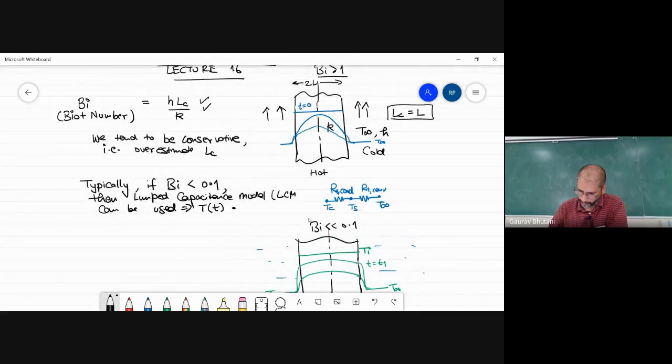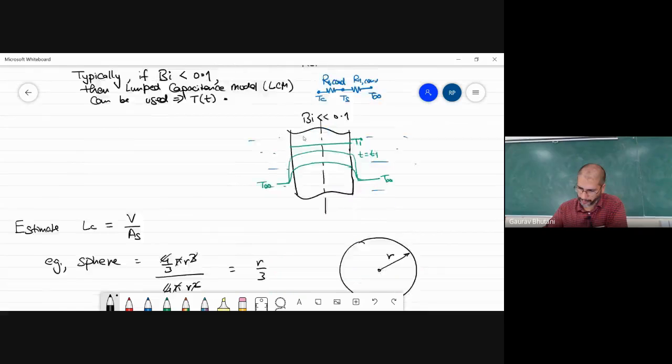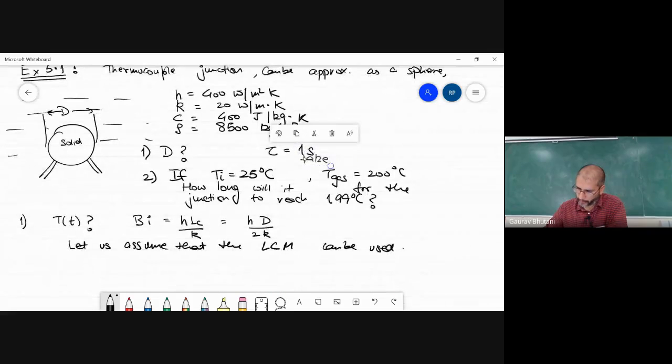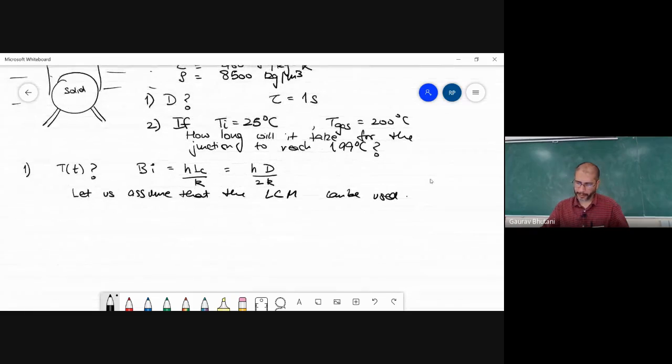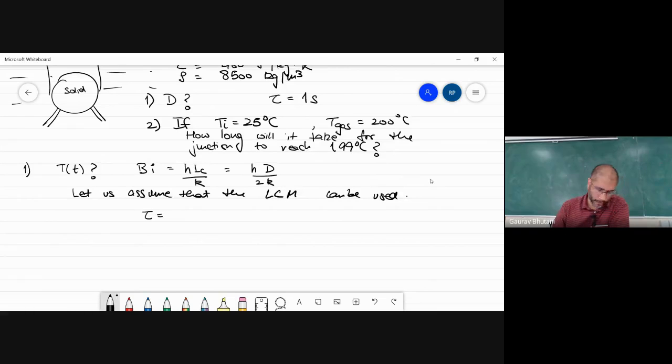The lumped capacitance model. I'll call it the LCM. So let's assume that the lumped capacitance model can be used. In that case, we know that the time constant, as we estimated yesterday, was rho times the volume times C divided by H times the surface area, right?